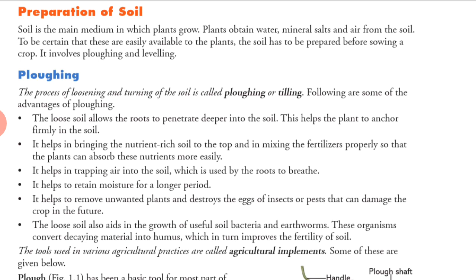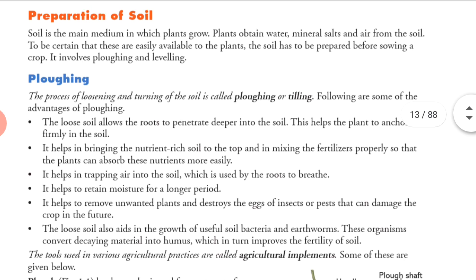After the cultivation of the crop, the soil will become hard, and before sowing the seeds for the next crop, you need to plow the field properly. There are some advantages of plowing. The loose soil allows the roots to penetrate deeper into the soil. Definitely, the more the penetration of the roots in the soft soil, the better. This helps the plant to anchor firmly in the soil.